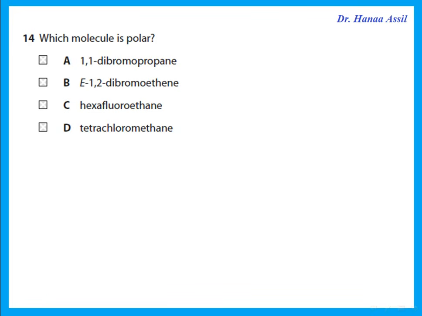Which molecule is polar? Well, again, let's draw it. Let's see what these things look like. 1,1-dibromopropane. Would you expect this to be polar? Yes, because the polar bonds in the bromines do not cancel each other. So this is the molecule that is polar. So this should be my answer. But let's look at the others.